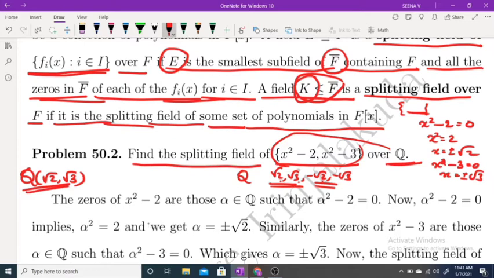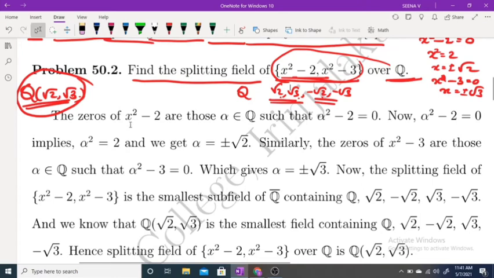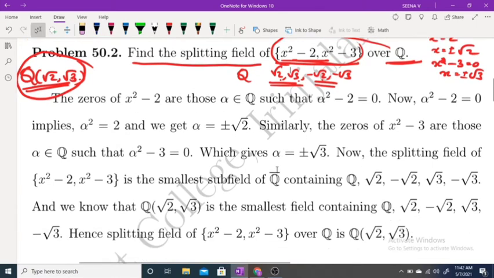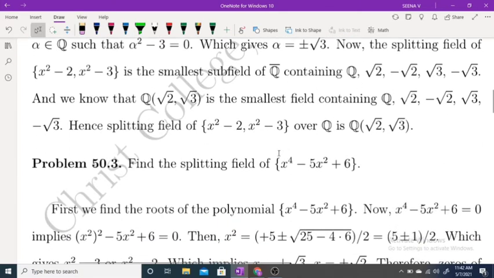Also, we can easily say that Q(root 2, root 3) is a splitting field over Q because it is a splitting field of this set of polynomials. Okay, moving to the proof in detail. x squared minus 2 is 0. Similarly, the zeros are this one and the roots are this one, and hence splitting.